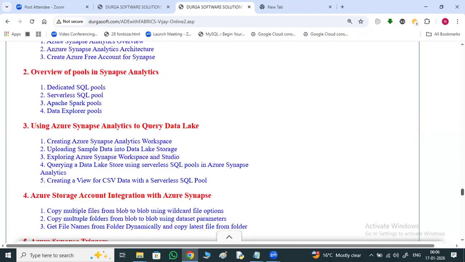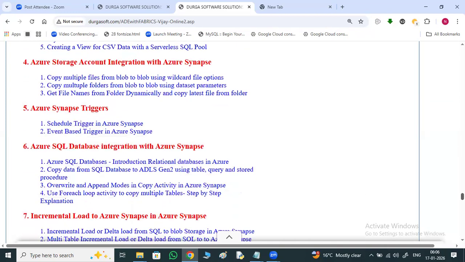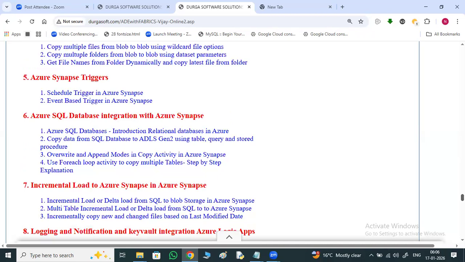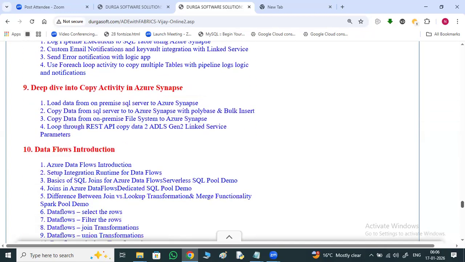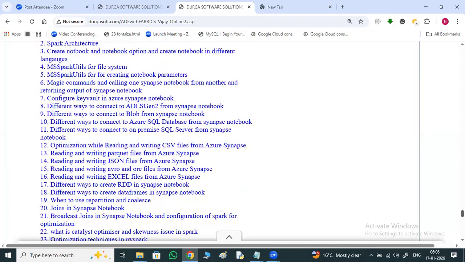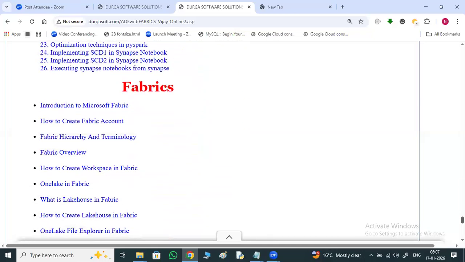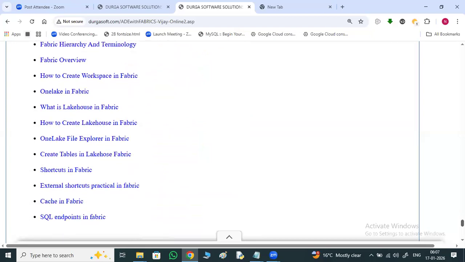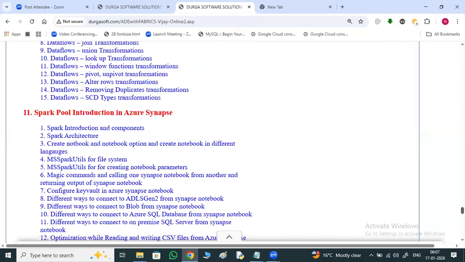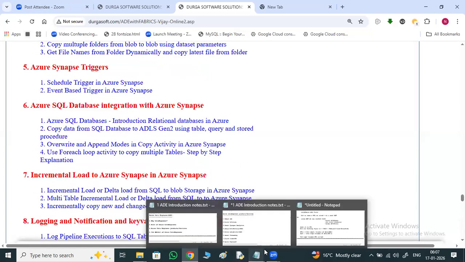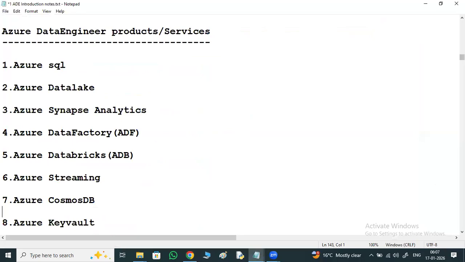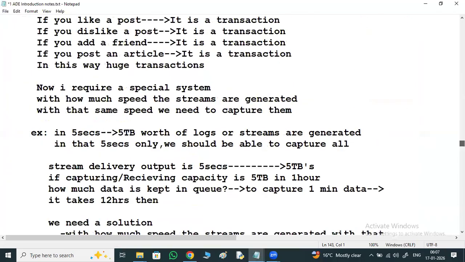Azure Synapse: these are the things we'll be discussing. Also we'll discuss in brief Microsoft Fabric: how to create the fabric hierarchy, fabric overview, how to create a fabric workspace. Yesterday I was briefing you about this.